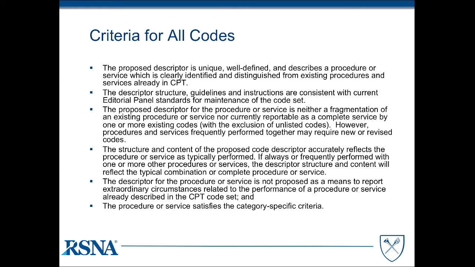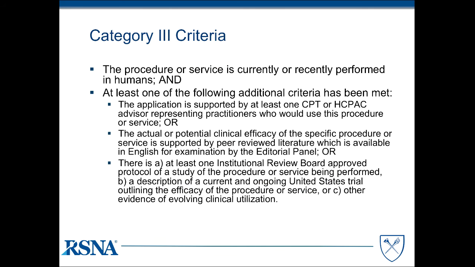There are a lot of criteria you need to meet to successfully pitch a code to the editorial panel. These criteria apply whether you're shooting for a Category 1 code or a Category 3 code. So let's highlight a few. Your proposed descriptor needs to be unique and well-defined and clearly identified and distinguished from other services. If physicians don't know what your code proposal means, or coders don't know how to use that code, then it probably won't get approved. Codes need to work broadly for how services are typically performed. If you're providing a niche service that no one else does in a manner different from your colleagues, you probably won't get your own personal code.